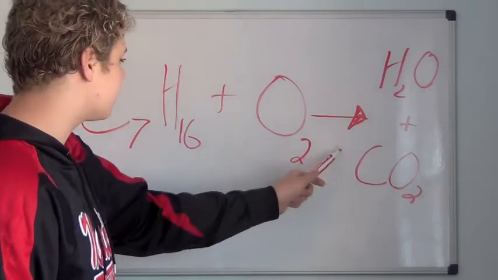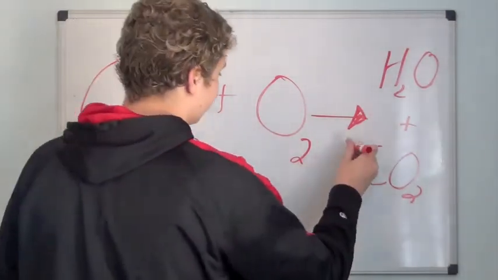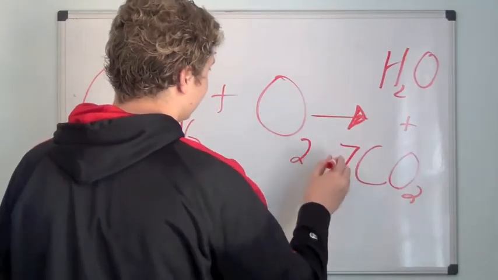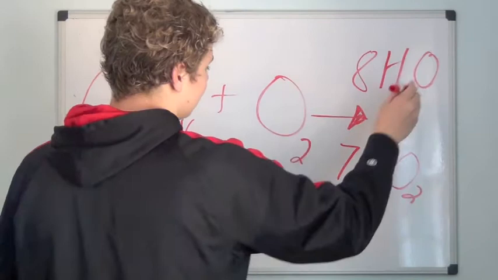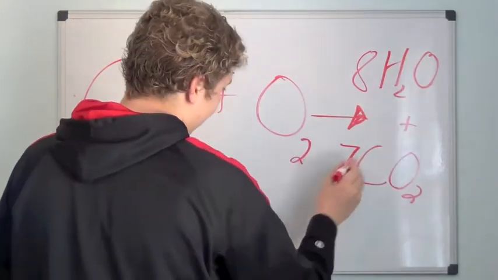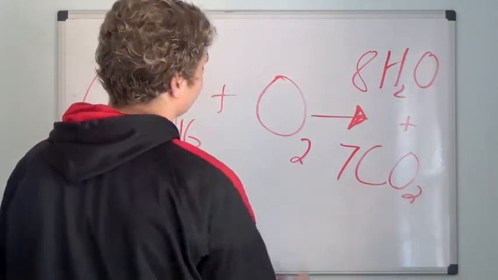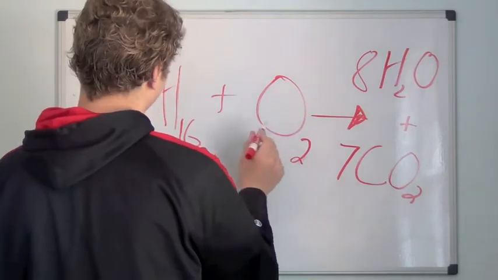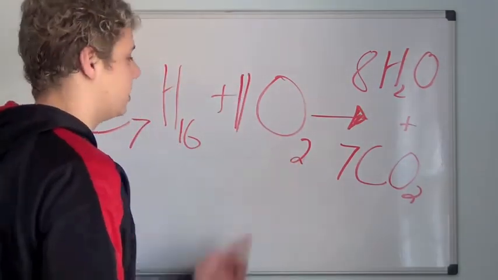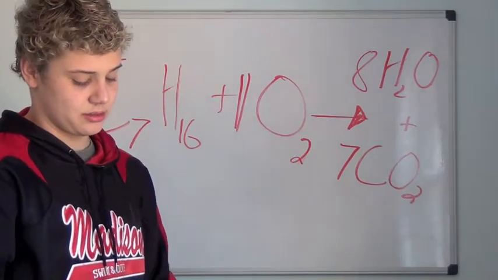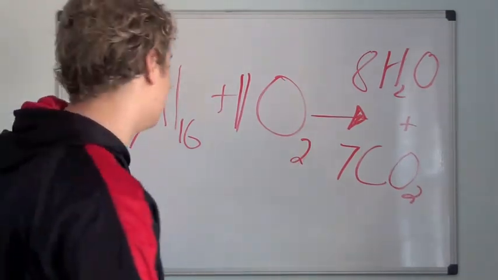So we know we're going to need 7 over here because we have 7 carbons. So we need 7 there, and we're going to need 8 here because 8 times 2 is 16. So that means we have 8 oxygens and 14 oxygens. 8 plus 14 is 22. So that means we have to have 22 oxygens over here, and we only have 2, so just put an 11 out here, and you get 22. And that's how you balance it. Combustion reactions, they're pretty easy.